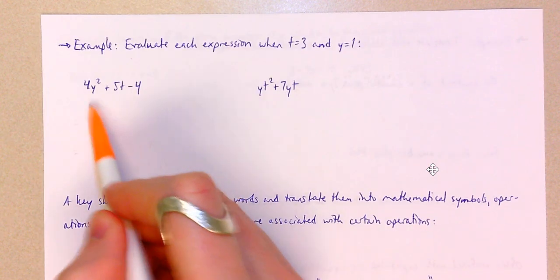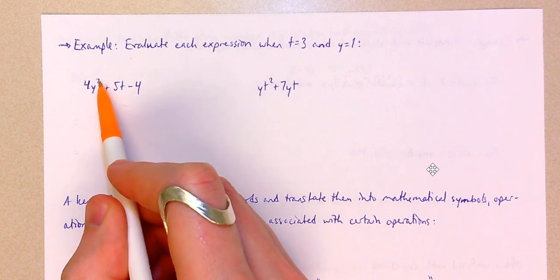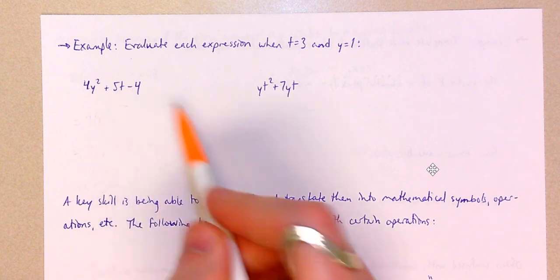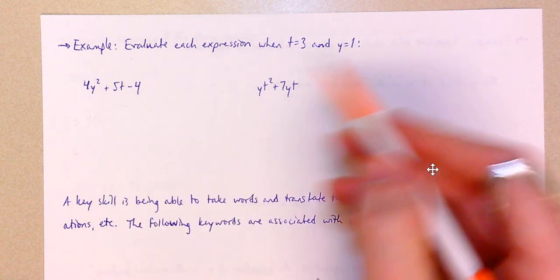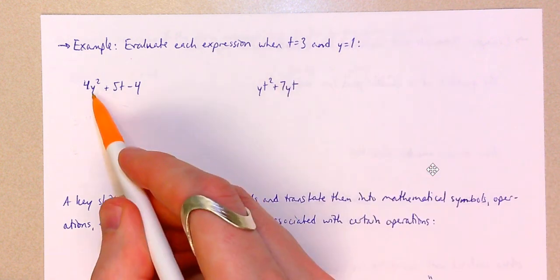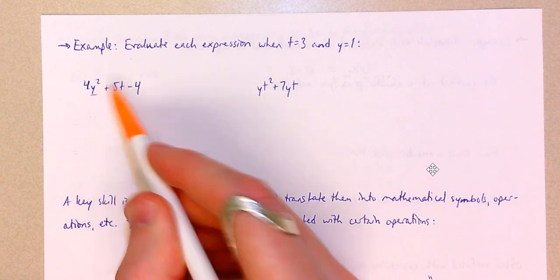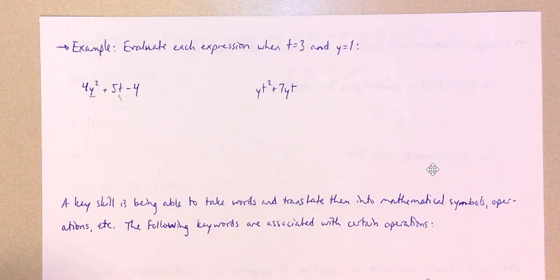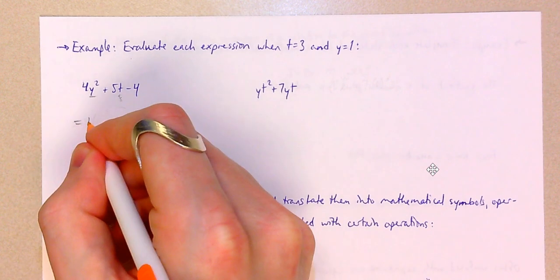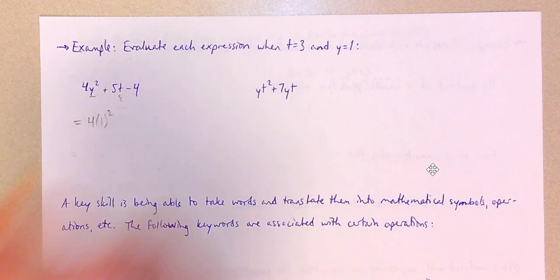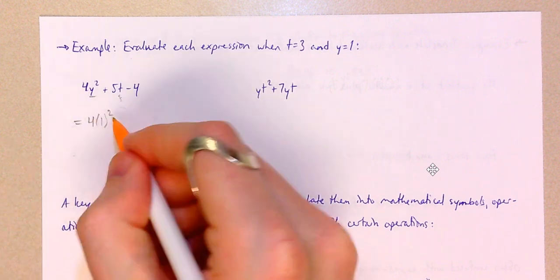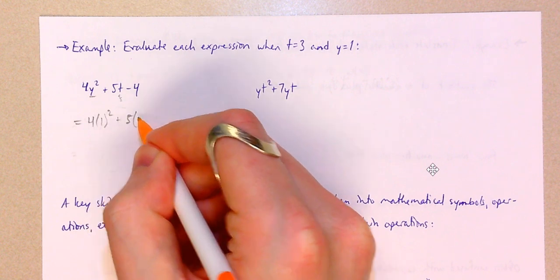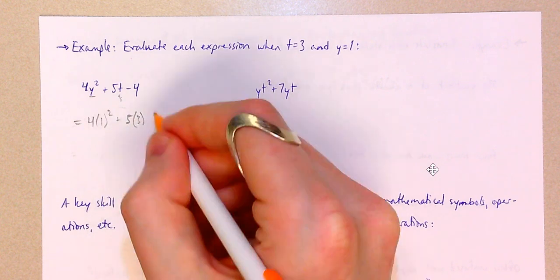If I look at the first one here, 4 times y to the second power, or y squared, plus 5 times t minus 4. All right, the 1 is taking the place of any y's. So here, the 3 is taking the place of any t's, which would be there. So this is 4 times 1 squared plus 5 times t, which is 3, plus 4.